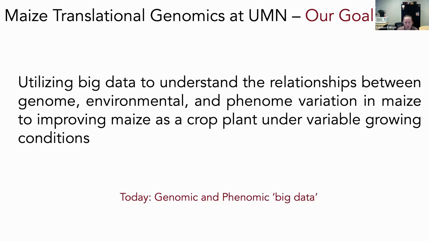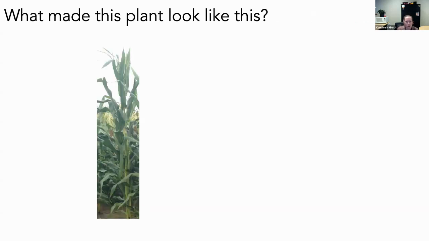And so today we're going to mostly focus on thinking about big data in terms of genomic data and high throughput phenomic data. But there's a lot of other kinds of big data that get incorporated into thinking about how to improve corn for production. So a lot of times we sit and look at plants and we say, what made this plant look like this? In this particular environment, it has this phenotype at this yield. What made that happen? And if we can understand that, we can reverse engineer plants to be what we want them to be in different environments. And we can strategically put different hybrids into different growth environments where they'll best perform.